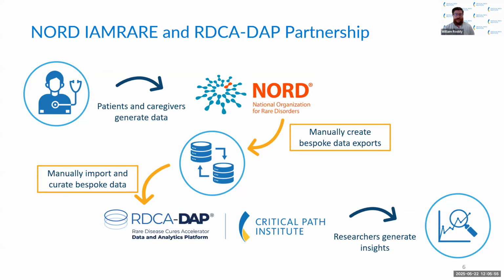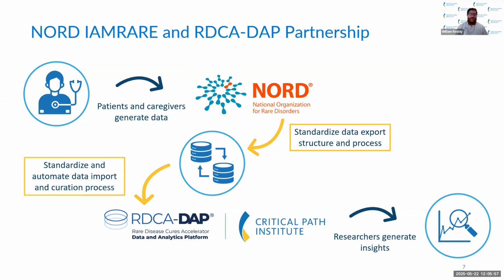But if we take a look at the next slide, one of the things that we started to do was look at how we could standardize the data export structure and the process on the NORD end, and then on the CPATH end, how we could standardize and automate the data import and curation process. Really trying to make this the gold standard of what a standard process would look like. That was what we set out to do, to standardize these things. So we had a couple different goals. Take a look at the next slide.